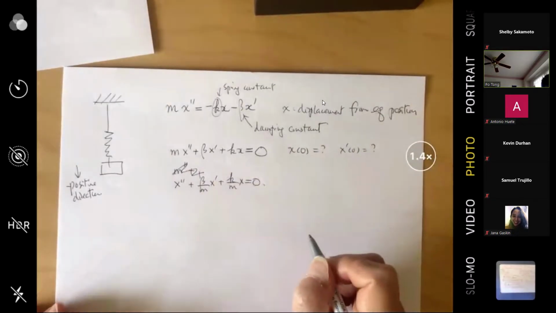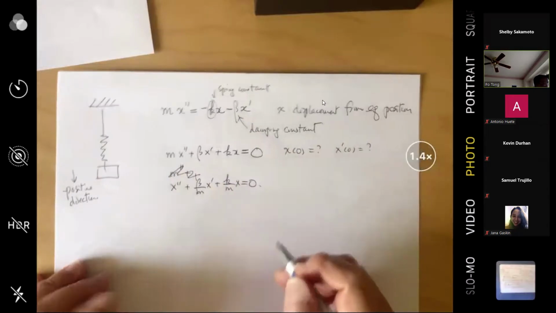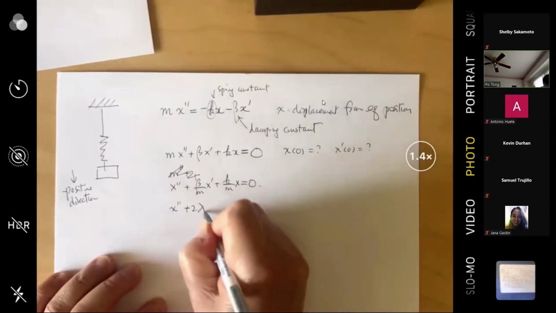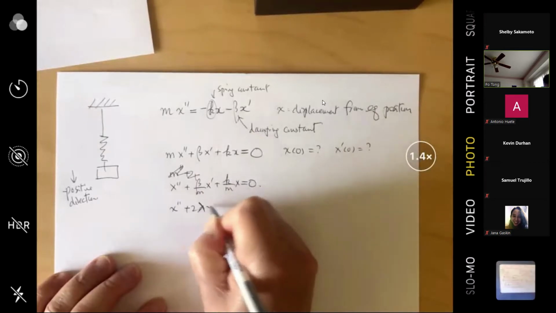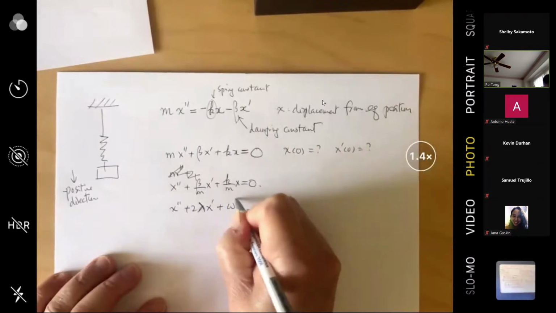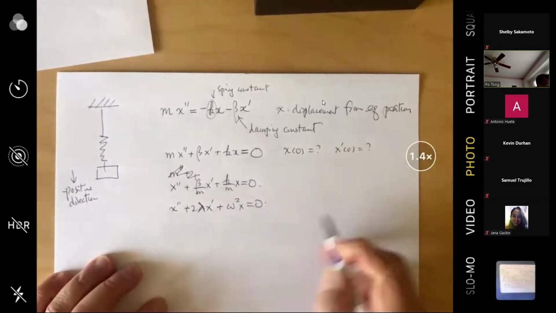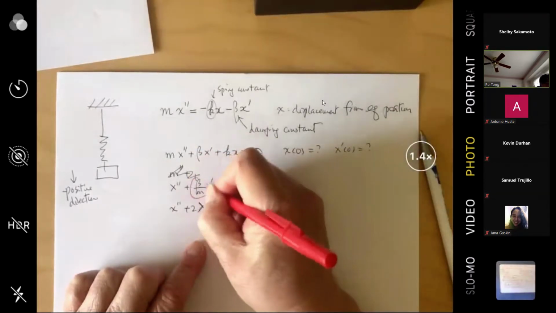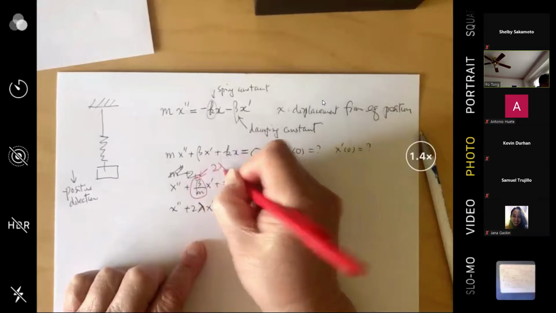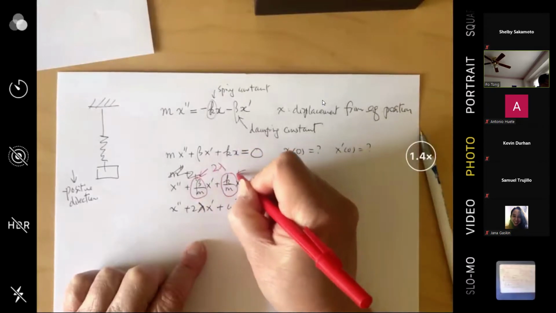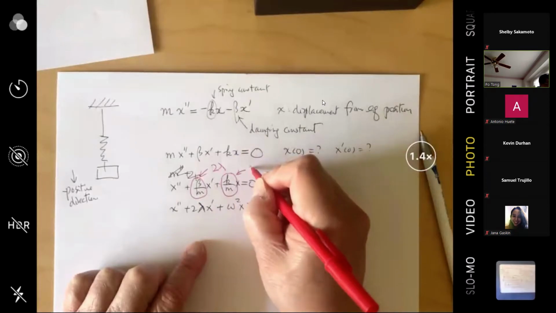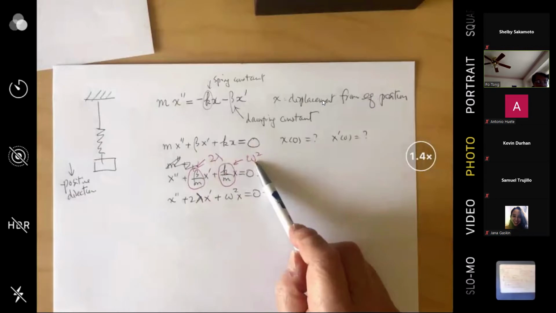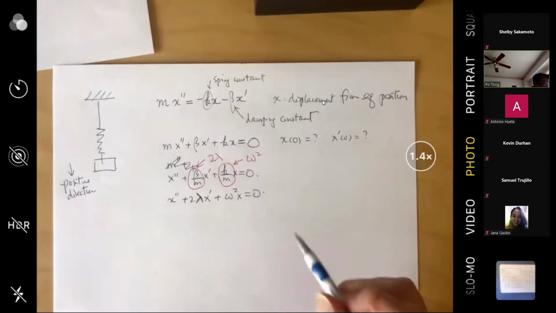And we use these symbols. So basically, this guy is going to be 2 lambda. You don't have to call it 2 lambda, but our book calls it 2 lambda to make all this stuff a little bit easier to see. The reason this is omega squared is the following.